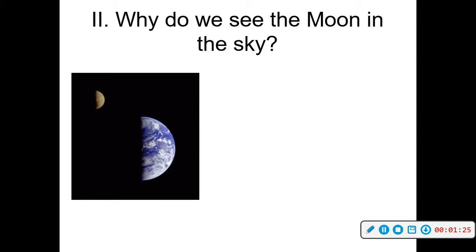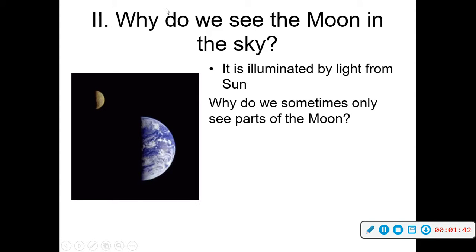Okay, why do we see the moon in our sky? Well, it's getting light from the sun. So just like the Earth is half lit up, half in darkness, the moon is the same way. And then as it revolves, we see a different lit portion of the moon. And that's what the moon phases are.